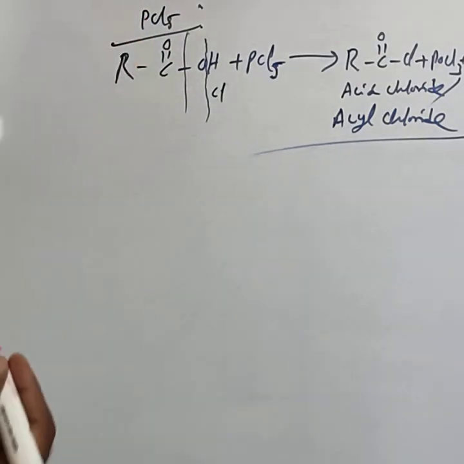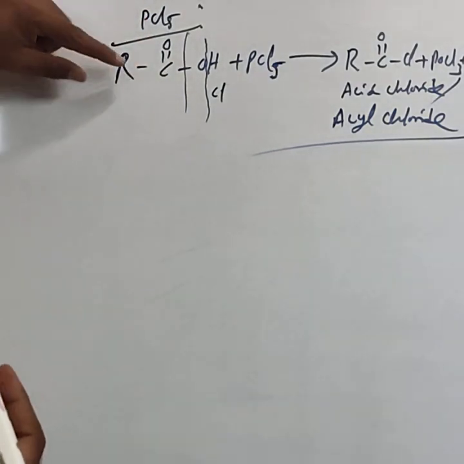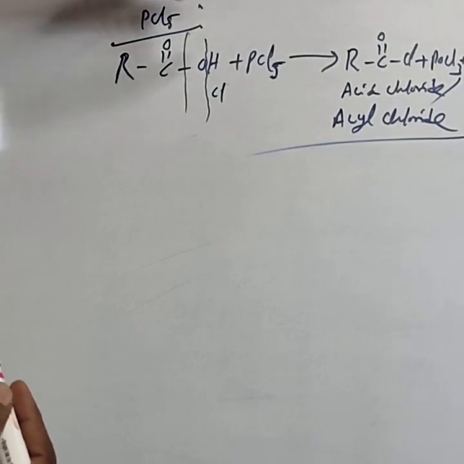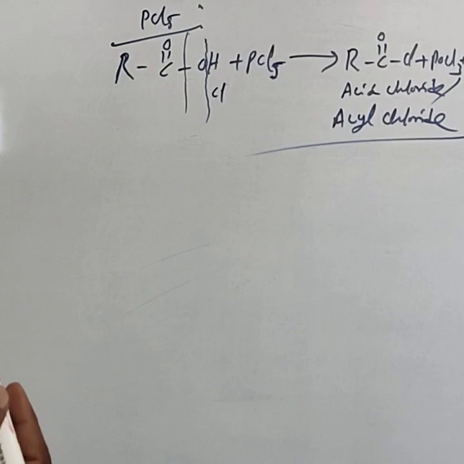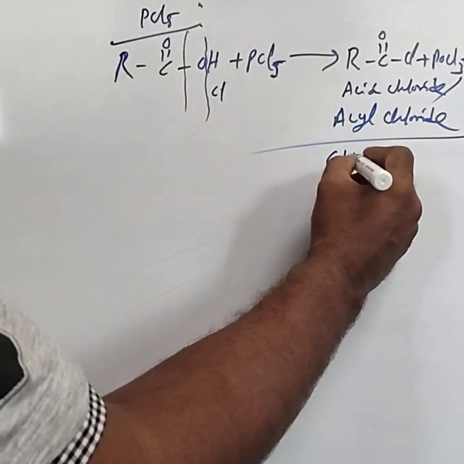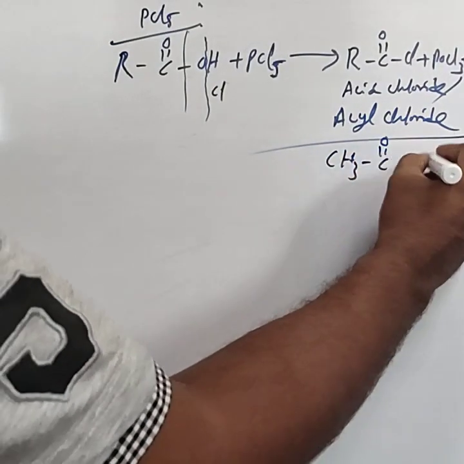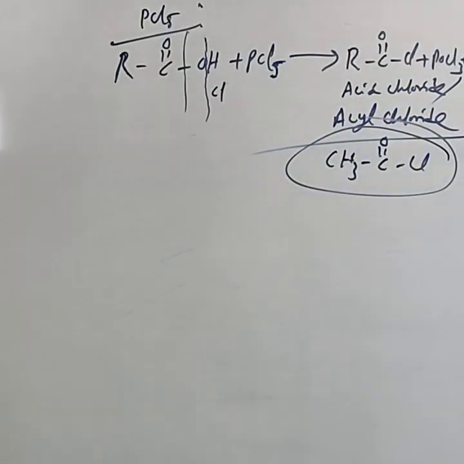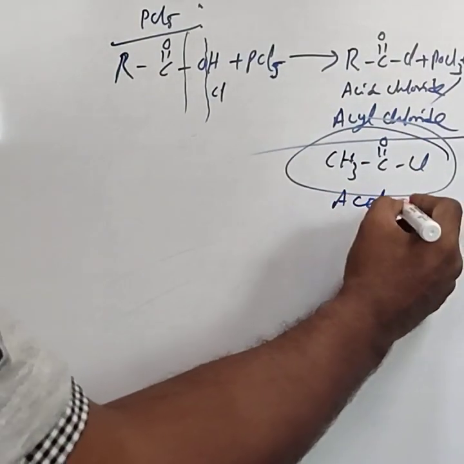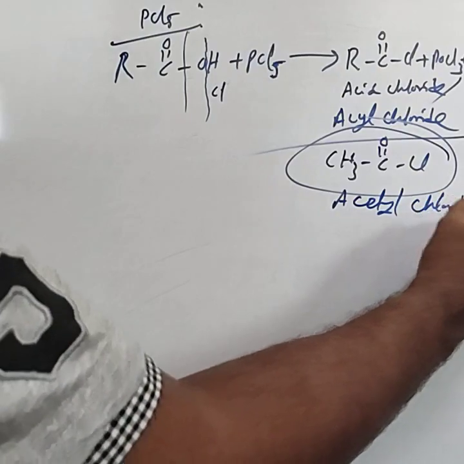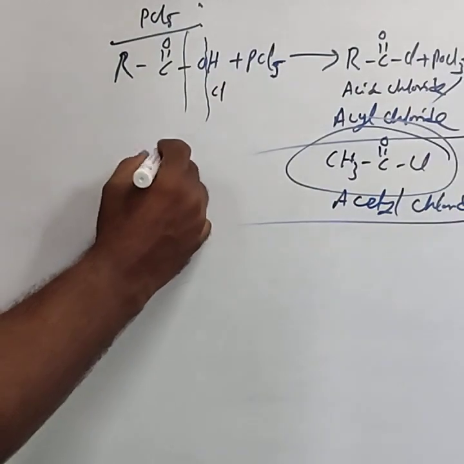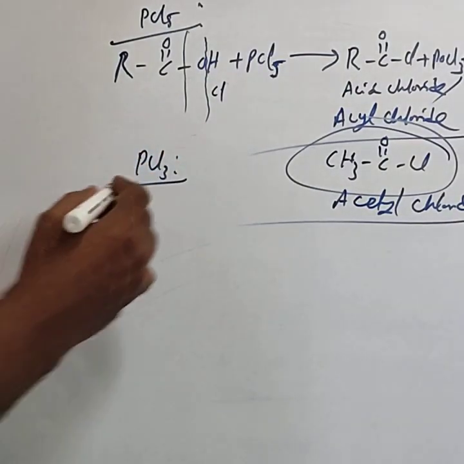We can take the example of acetic acid, CH3COOH. Acetic acid reacts with PCl5. Then what is the product formed? Can you guess the product formed? The product is CH3COCl. What is the name of this CH3COCl? CH3COCl is called acetyl chloride.